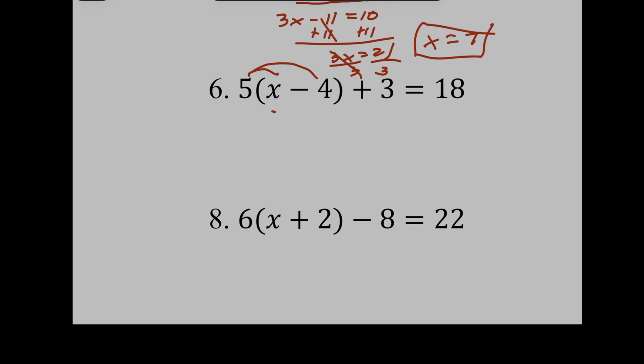Distribute the 5, and I'll get a 5x minus 20 plus 3 equals 18. And before I can start moving things around, I say, do I have like terms? And I do. 5x, signs are different, so you subtract, keep the sign of the bigger number, equals 18. Now, I just want to move that 17 over by doing the opposite. And this is basic two-step equations.